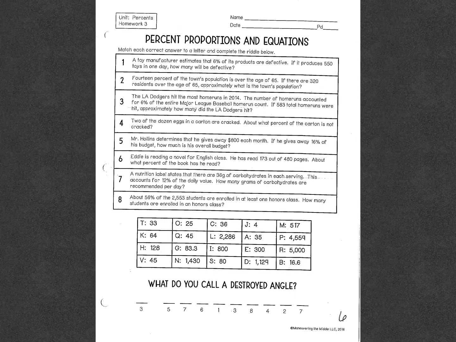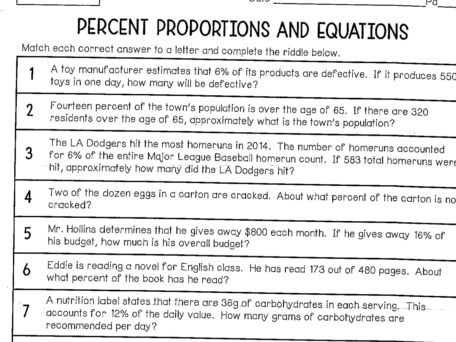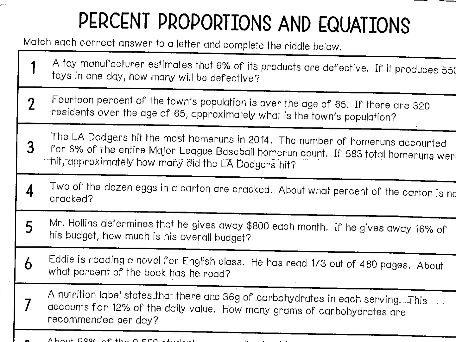Okay, so here we go. We look at this. The only problem that I've noticed, first of all, here are all your answer choices. You're going to do a lot of rounding. The only one that we've had some issues with is this one. Number 2, 14% of the town's population is over the age of 65. Now, I need the 14%, but I don't need the age of 65. That's just extra info. There are 320 residents that are over the age of 65. Again, don't need the 65.